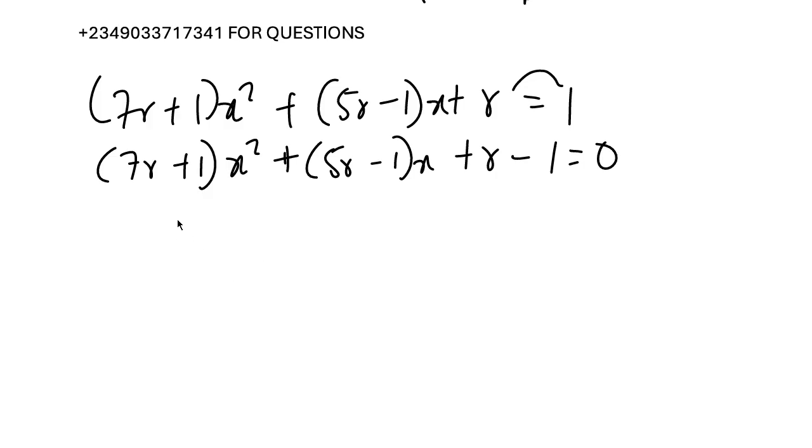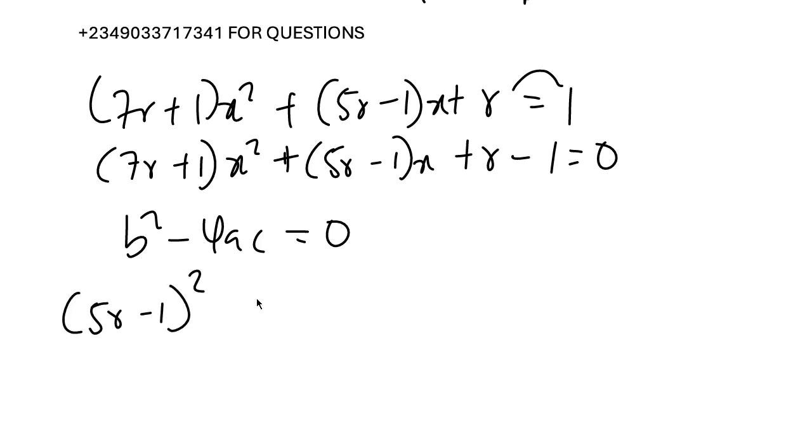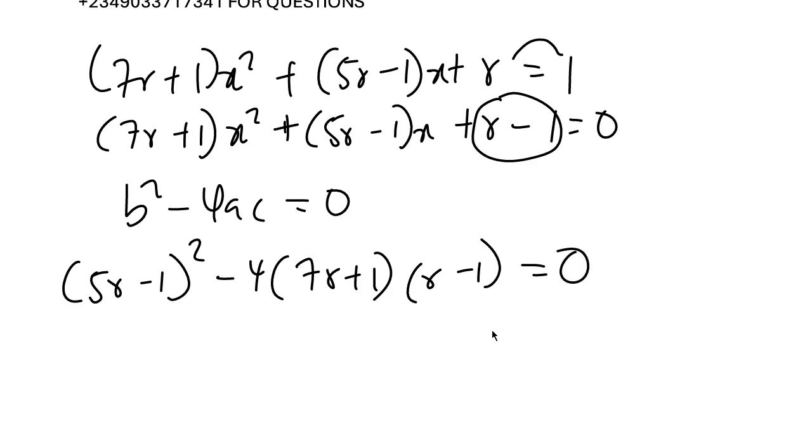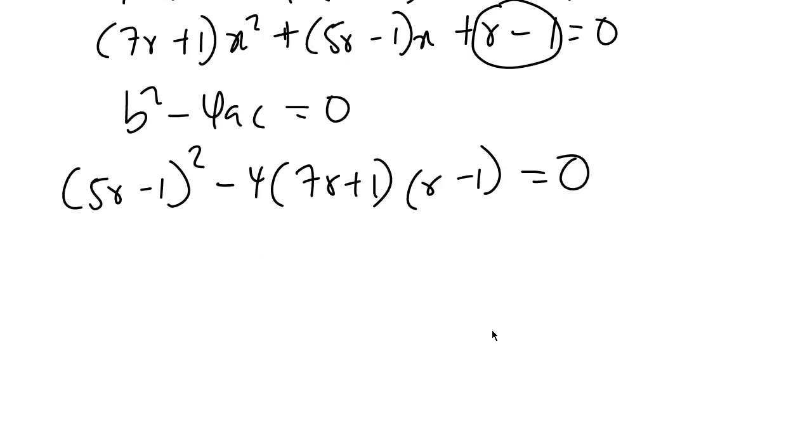Do you get? So what are you now applying here? You're going to apply that b squared negative 4ac should be equal to 0. So what's b? 5r minus 1 all squared minus 4 into a, which is 7r plus 1, into c, which is r minus 1, should be equal to 0. So this is the equation you will solve. So you must be very careful.